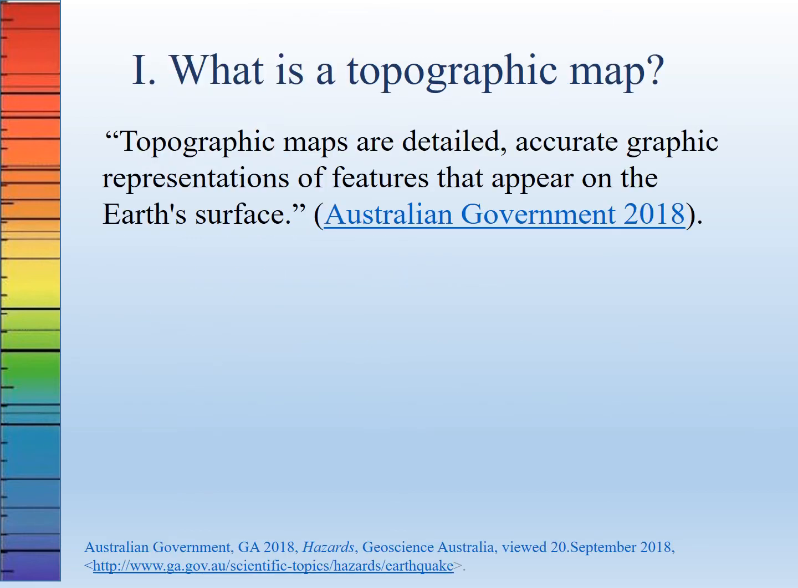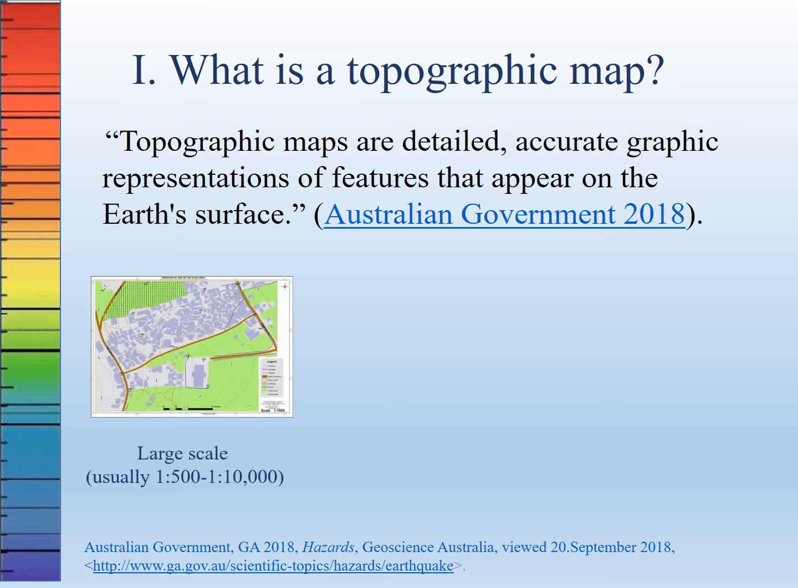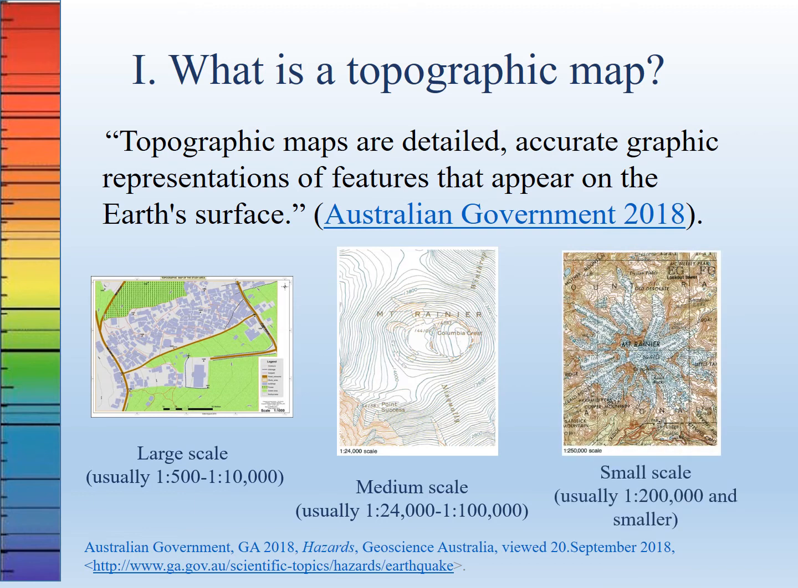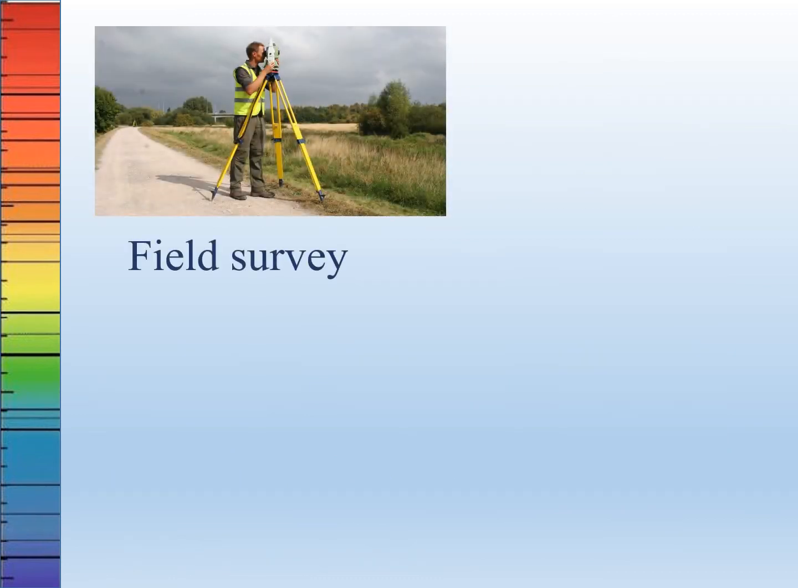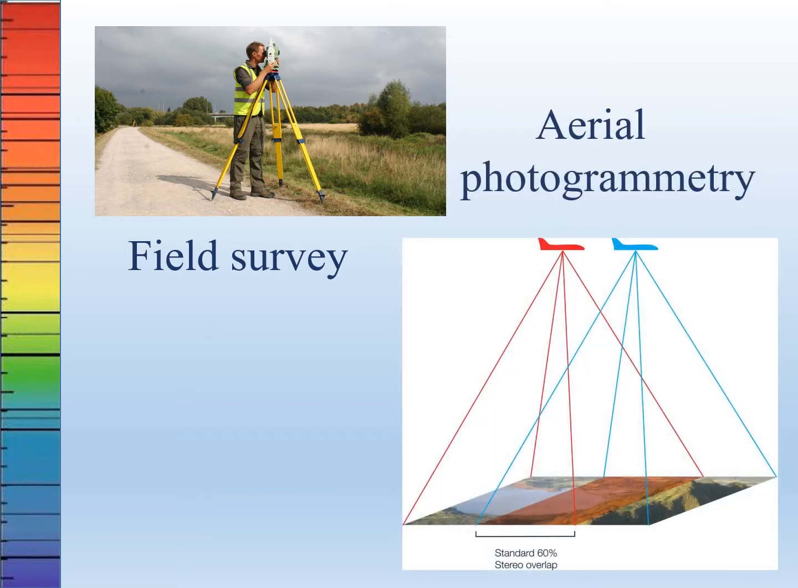Topographic maps are detailed, accurate graphic representations of features that appear on the Earth's surface. There are three main scales of topographic maps: large, medium, and small. However, those scales can vary between some countries. Traditionally, field survey method or aerial photogrammetry approach are used to create and update different scales of topographical maps.